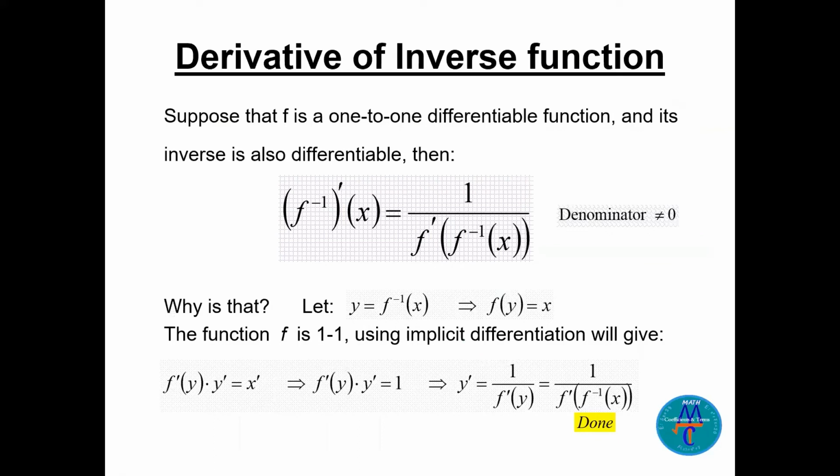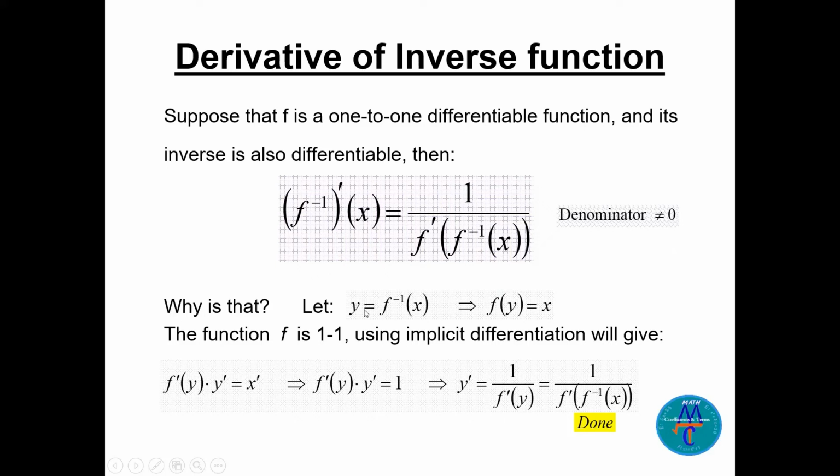Now, this is the last formula here in this lecture 13b. The derivative of an inverse function in general. If we need to find the derivative of an inverse function here at x value, see, the formula will be 1 over f prime of f inverse of x. Why is that? From where do we get this formula?